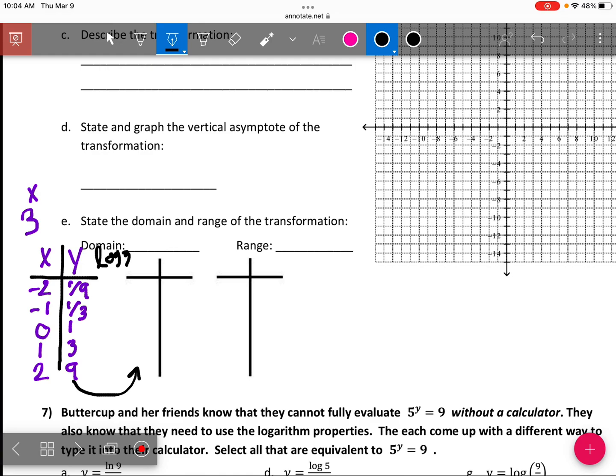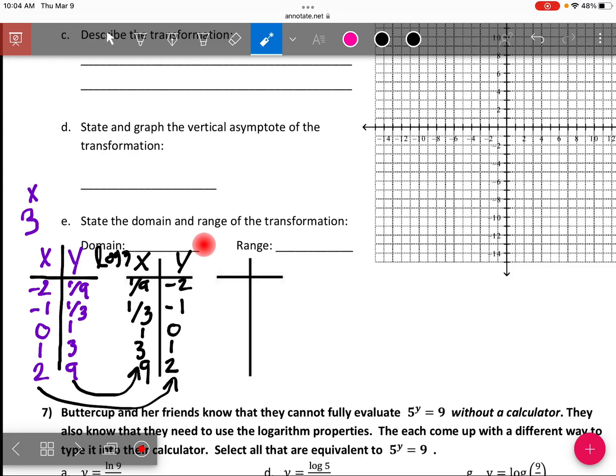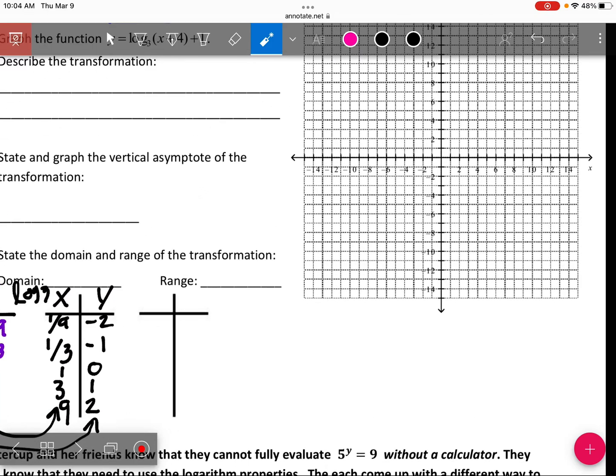So my y's become my x's and my x's become my y's. If it helps you to draw out a third table like this, please do. So my new x's are 1/9, 1/3, 1, 3, and 9. And my y's are -2, -1, 0, 1, and 2. This one we're going to plot, my logs. We are not graphing my exponential. We are graphing the logarithm parent function.